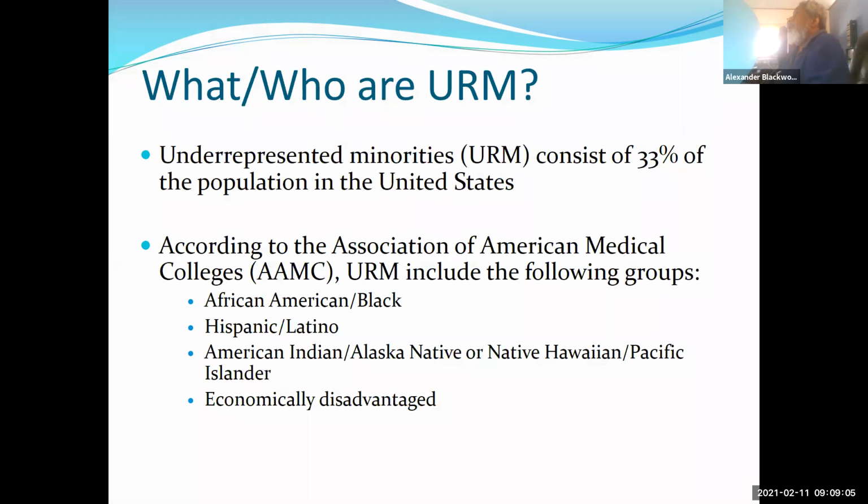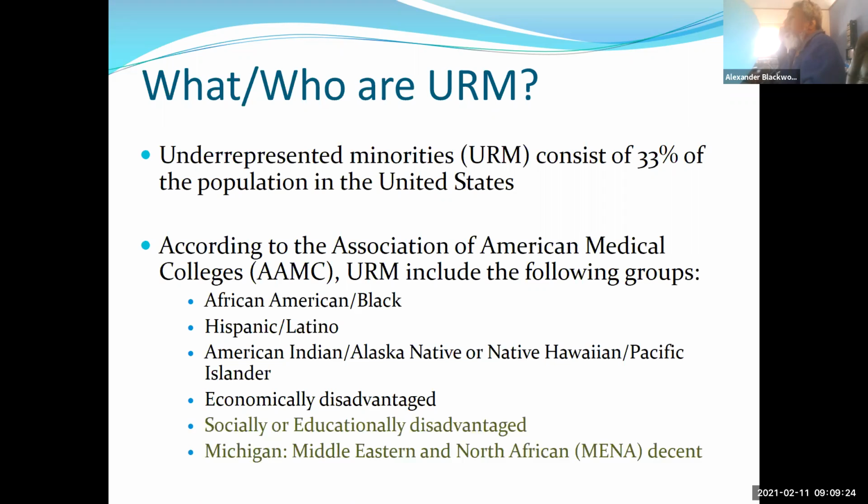Okay. Well, who are URMs? The AAMC defines them as African American or Black, Hispanic Latino, Native Americans, Alaskans, economically disadvantaged. But in Michigan, they're also socially and educationally disadvantaged and MENAs. What it is that we have a large Middle Eastern or Arab population, and they're underrepresented in medicine here. Next slide.